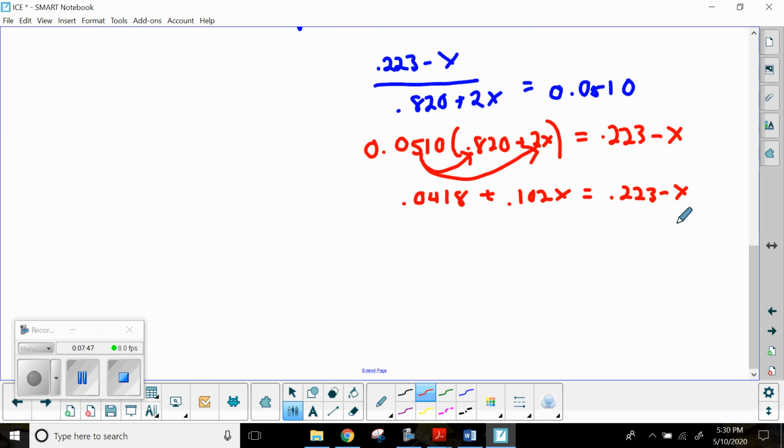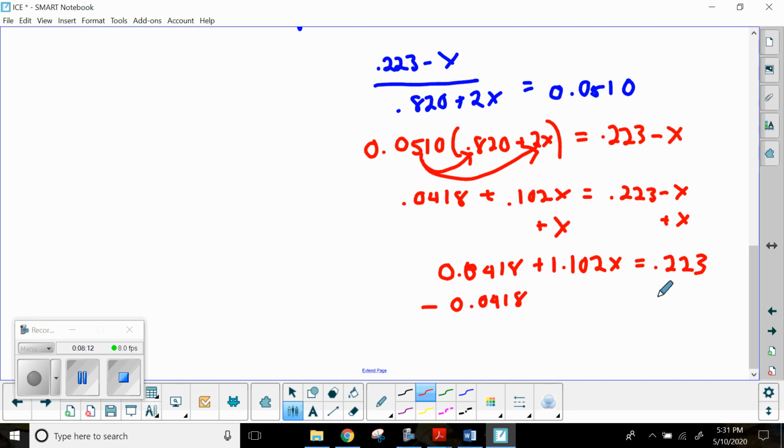I'm going to add x to both sides. I want to get all my like variables together. And so I'm going to end up with 0.0418 plus 1.102x equals 0.223. I'm going to subtract 0.0418 from both sides. And that's going to turn into 1.102x equals 0.1812.